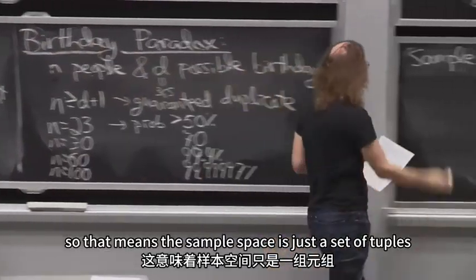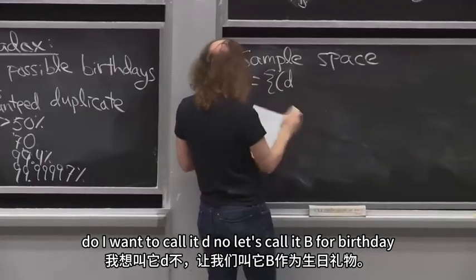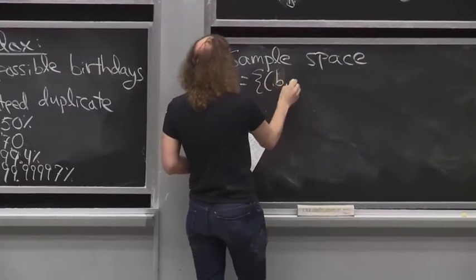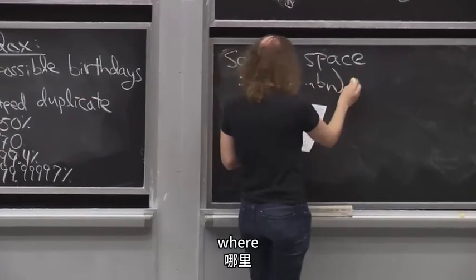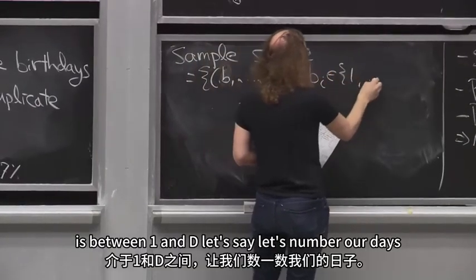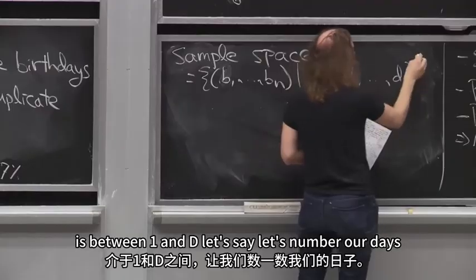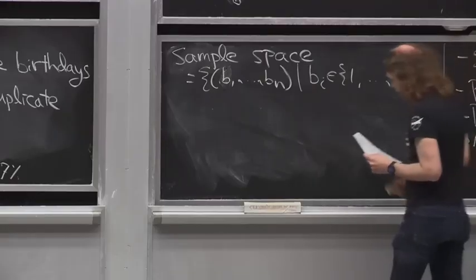So that means the sample space is just the set of tuples. Do I want to call it D? No, let's call it B for birthday. B1 up to Bn, where each Bi is between 1 and D, let's say. Let's number our days 1 to D. And this is a curly brace.